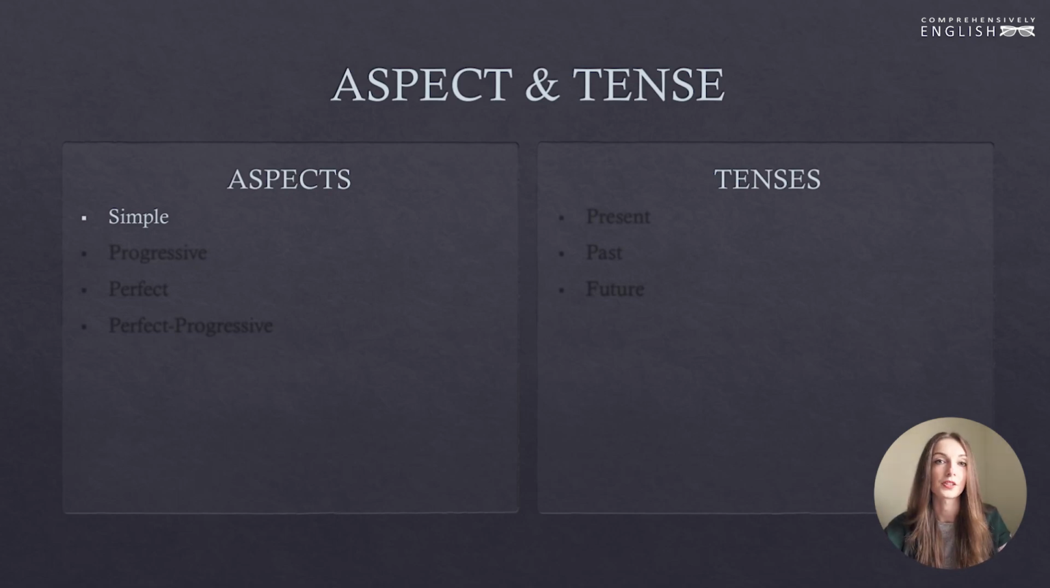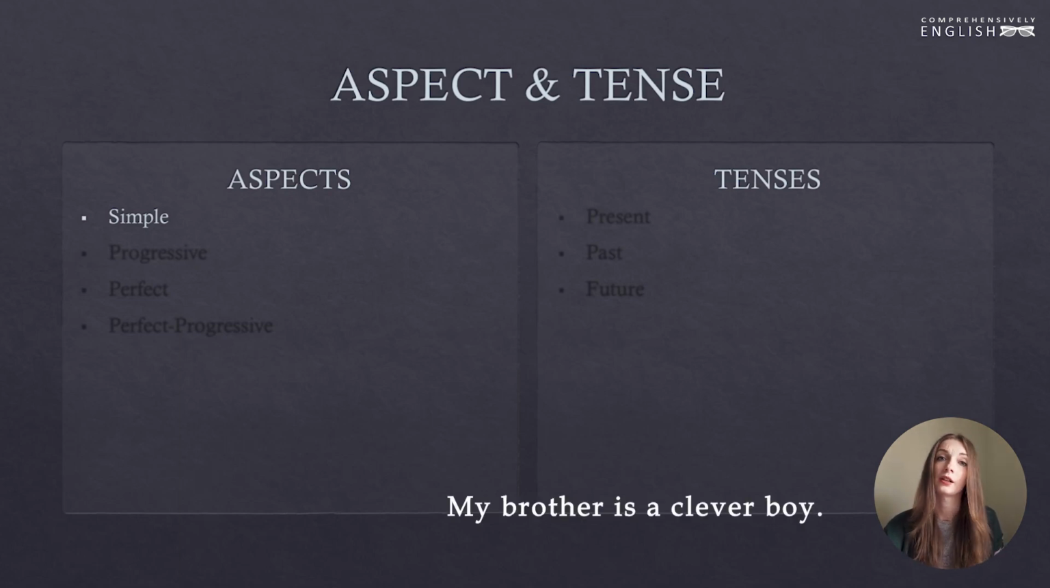For example, the sentence, "The sun rises in the east," is in the simple aspect. That's the present simple tense. It just expresses an action as it is. It rises always, right? Or, "My brother is a clever boy." What does this sentence tell us? It simply states the state. It tells us that he is clever.